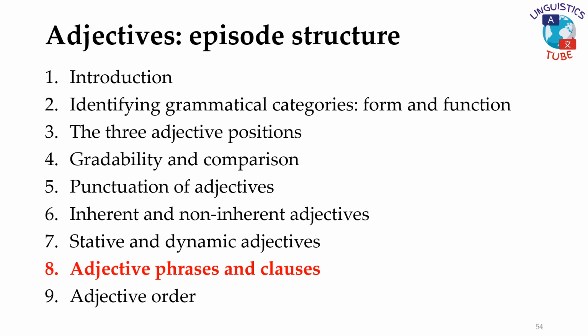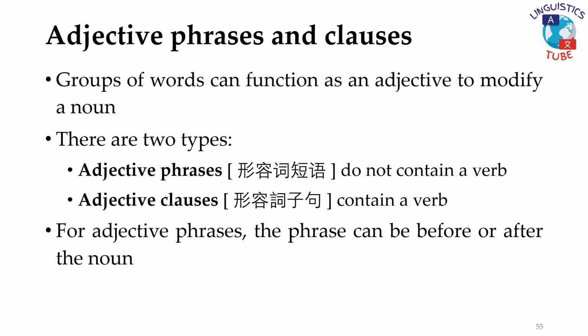In the penultimate section of this episode, we'll look briefly at groups of words that function as adjectives. It is fairly common for groups of words to function together as an adjective to modify a noun. There are two types of this. Firstly, there are adjective phrases which do not contain a verb. Secondly, there are adjective clauses which do contain a verb. As you will see in the following examples, the adjective phrase can either be before or after the noun.